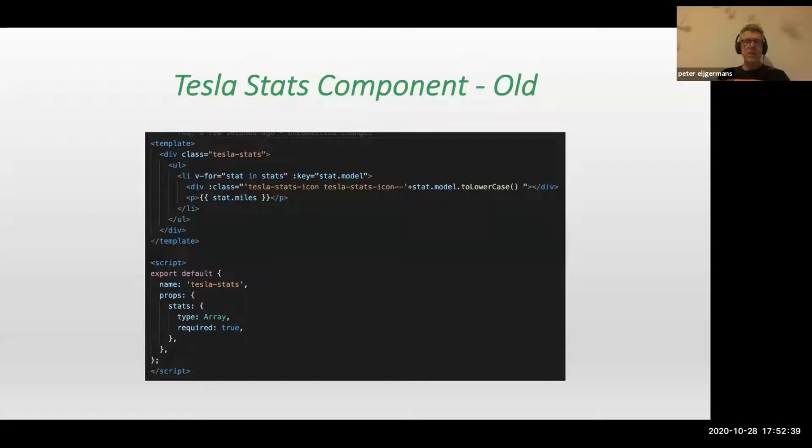This is the Tesla. I show you an example of the old Tesla stats component I showed you already. And I want to make a filter with a composable to make this model lowercase. So not in this way, but I make a special composable for this. And I also make a filter for changing the miles to kilometers. How do I do that?